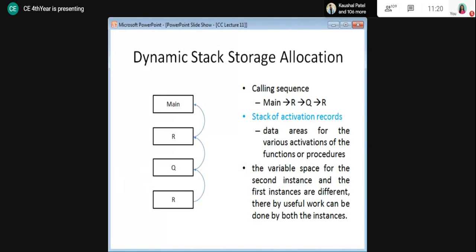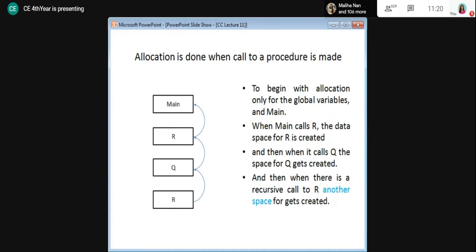This is not static allocation. This is dynamic allocation, right? So here you can understand that the data of the variables for the first instance and the second instance, both can be maintained and we can do some useful work with both these instances, correct? So let's try to understand this in detail.